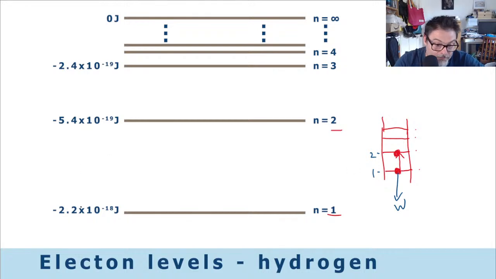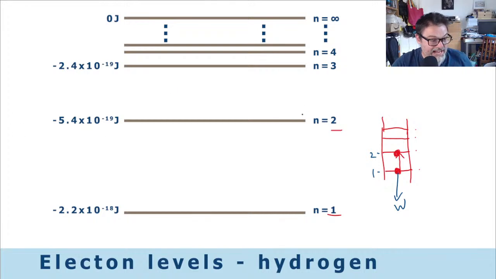If you come back to our lines, you can see that it's gone from minus 2.2 times 10 to the minus 18 to a higher energy, minus 5.4 times 10 to the minus 19. Still very small, but nevertheless, there's more energy. So it's like walking up a ladder.